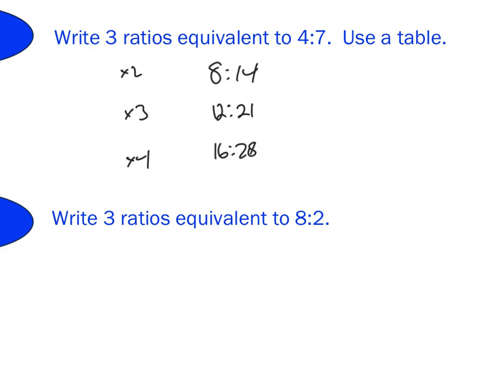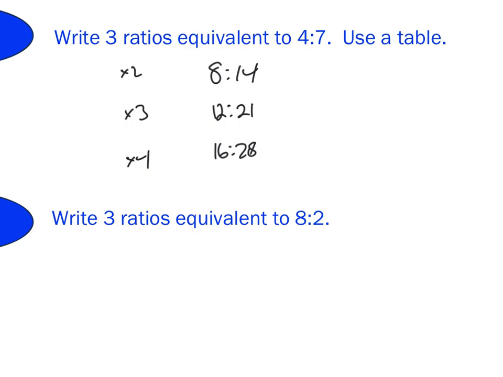There you go. There are 3 equivalent ratios to 4 to 7. And again, we get equivalent ratios by multiplying the numbers by the same number, okay? We can do it in whatever way we want. We can times it by 50 if we want.